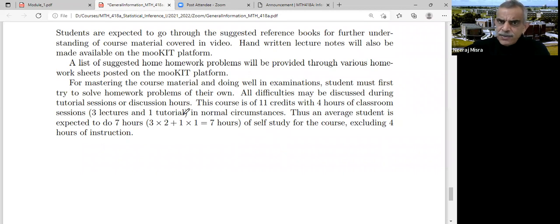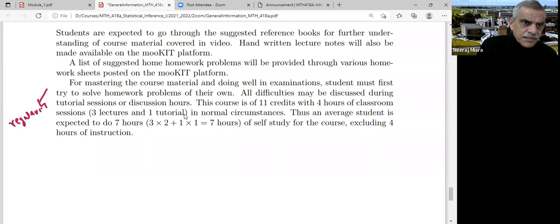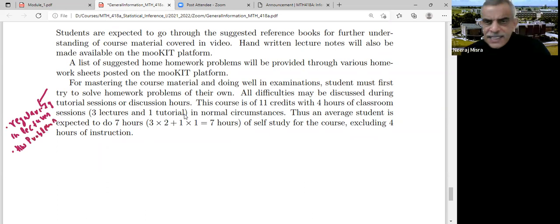So the first thing is you should be regular in lectures. Regularity in lectures. That is the first thing. Second thing is homework problems. You should do it very religiously. If you have any difficulty, you can first discuss between yourself. There's a possibility that still you might have difficulties. Feel free to contact me. I'll be more than willing to help you out in solving these homework problems.